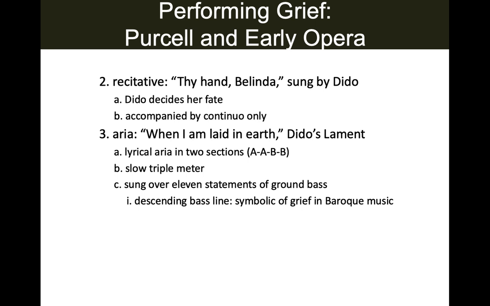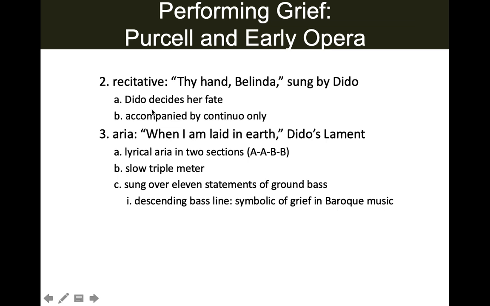So remember, an aria is the portion of the opera where the action stops and the lead actress or the lead actor will sing about whatever is happening. So it's When I Am Laid in Earth, and it's a lyrical aria in 2 sections at a slow triple meter and sung over 11 statements of ground bass.